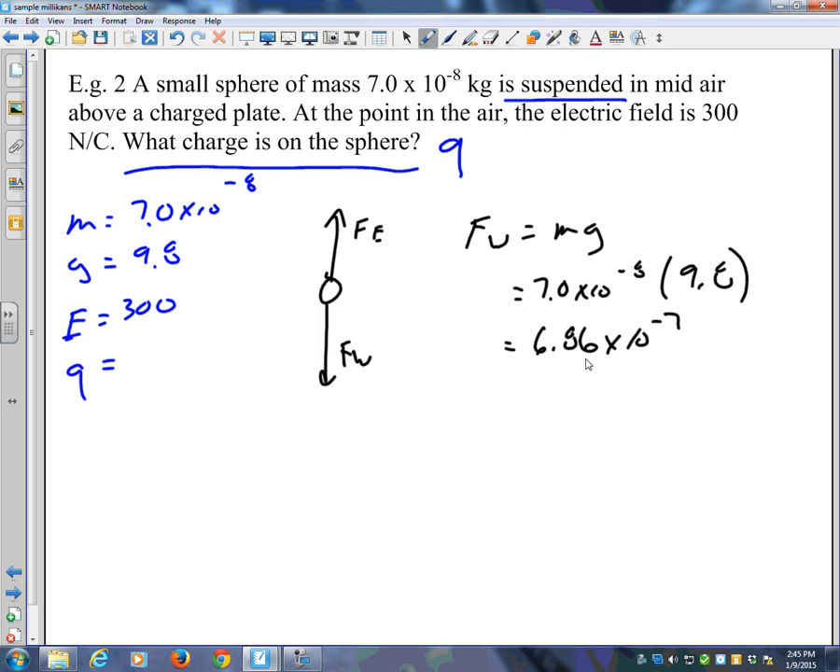Okay, now that's equal to the electric force. Why is it equal to the electric force? Because it's balanced. F net is 0, exactly. So the Fe is the same thing, and that's equal to QE.